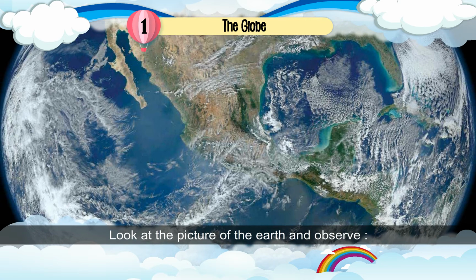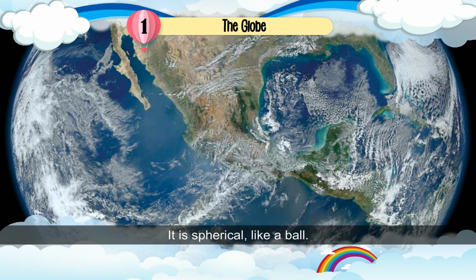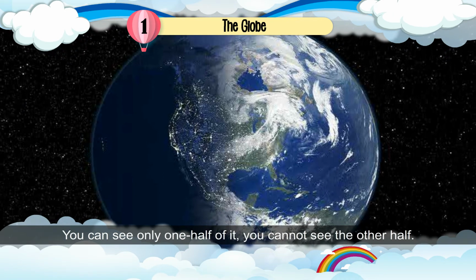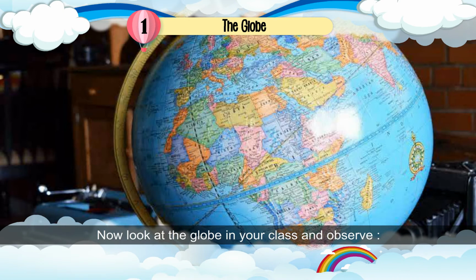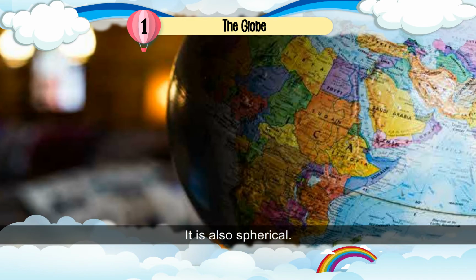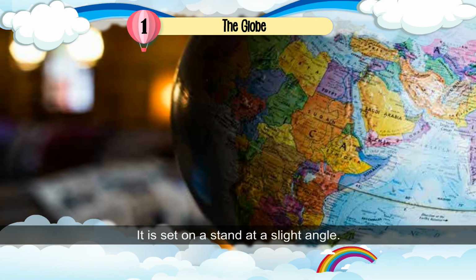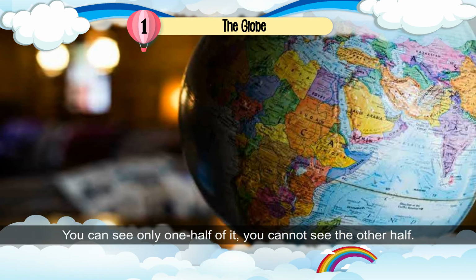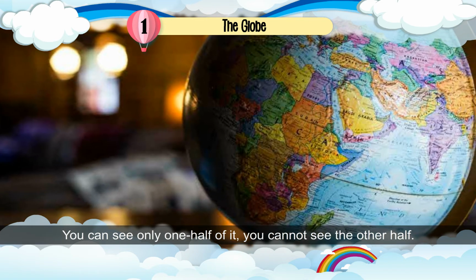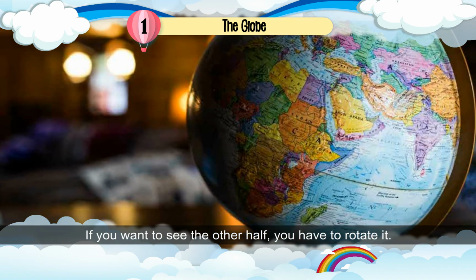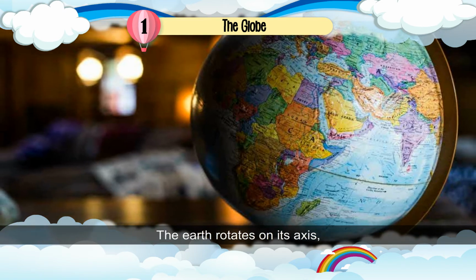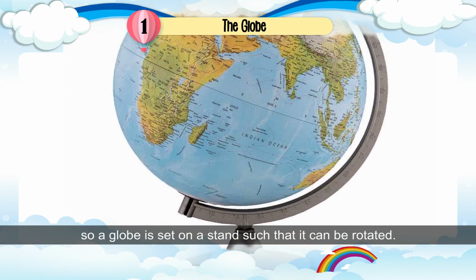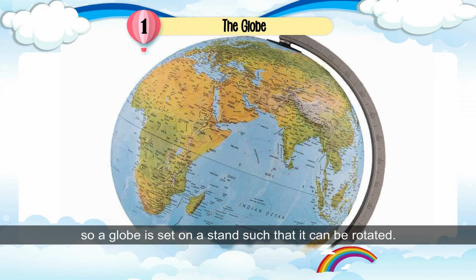Look at the picture of the earth and observe. It is spherical like a ball. You can see only one half of it. You cannot see the other half. Now look at the globe in your class and observe. It is also spherical. It is set on a stand at a slight angle. You can see only one half of it. You cannot see the other half. If you want to see the other half, you have to rotate it. The earth rotates on its axis, so a globe is set on a stand such that it can be rotated.